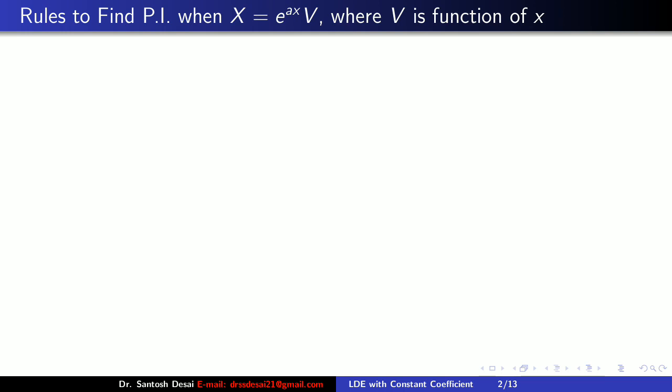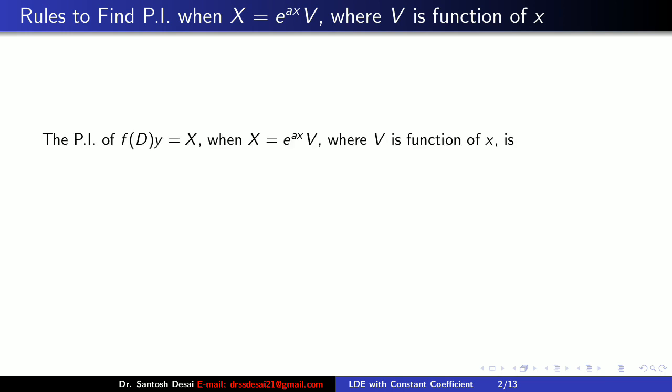So as we know, the particular integral of f of d of y is equal to X is PI is equal to 1 upon f of d into X. But here X is equal to e raised to ax into v. So therefore we get PI is equal to 1 upon f of d, e raised to ax into v. So this is our regular formula to find out the particular integral of the given function.